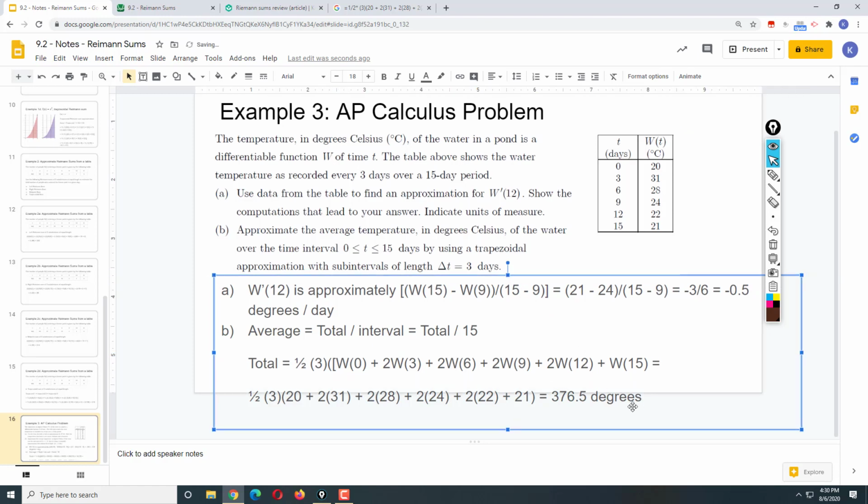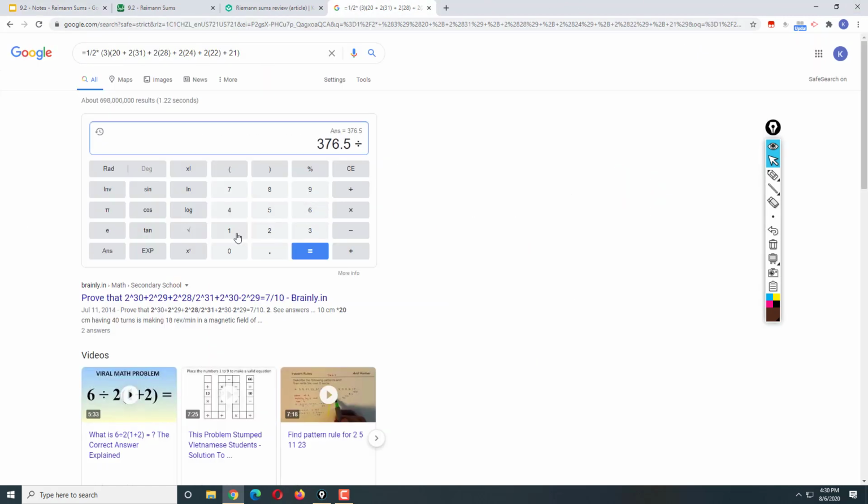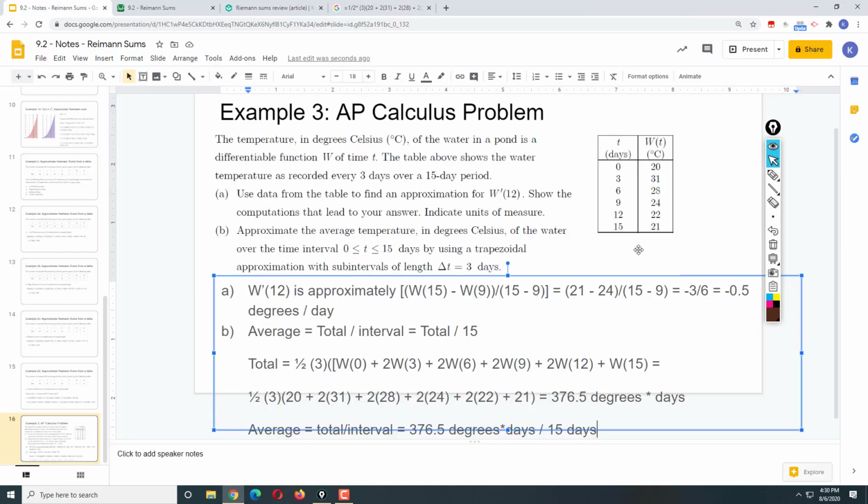The average is just total divided by interval, so it's going to be 376.5 degrees. This is actually degrees times days because we're finding the area. The base has unit day and the height has unit degrees. So it's going to be 376.5 degrees times days divided by an interval of 15 days. 376.5 divided by 15 gives us 25.1.